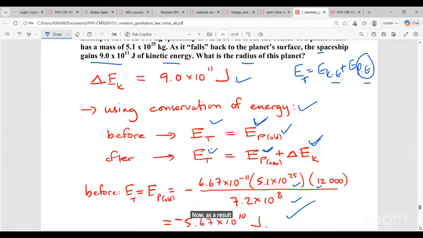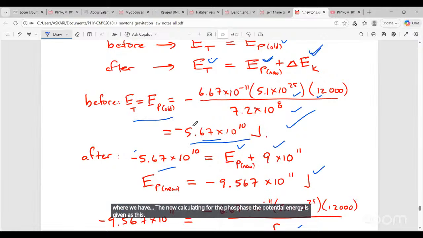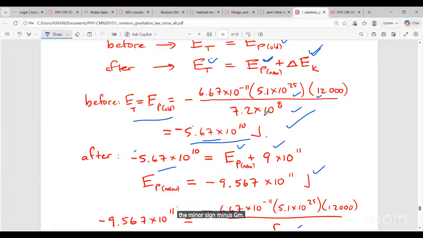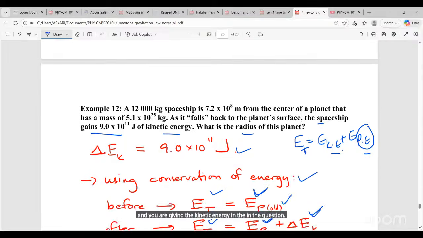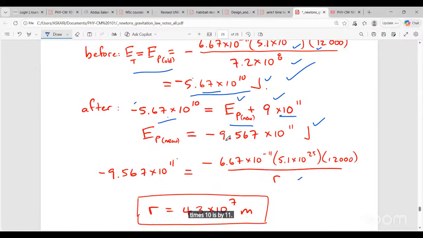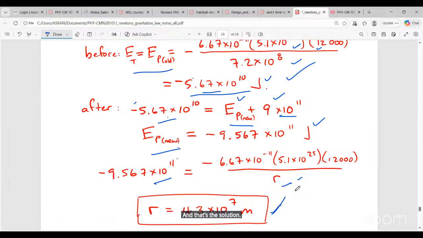Now, as a result of this, calculating for the first phase, the potential energy is given as this, with the minus sign, minus G m1 m2 over R. Now, this will be equal to the new potential and the kinetic energy. And you are given the kinetic energy in the question: 9 times 10 raised to 11. So from there, you can calculate the new potential. When you insert it here, you can get the distance of the satellite to the planet, which is R. And that's the solution.